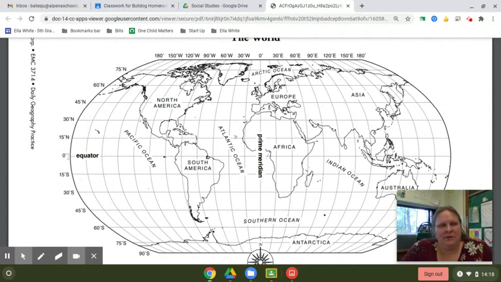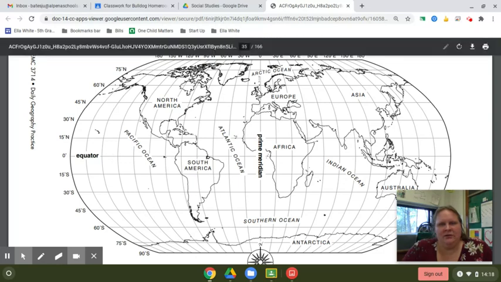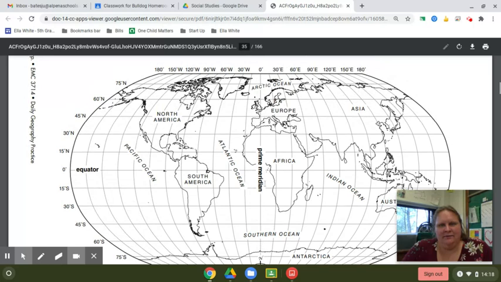Now we can see on this map very clearly that 0 degrees is the equator, and the prime meridian is also at 0 degrees. North America is in the west because we can see all of these are to the west of the prime meridian.